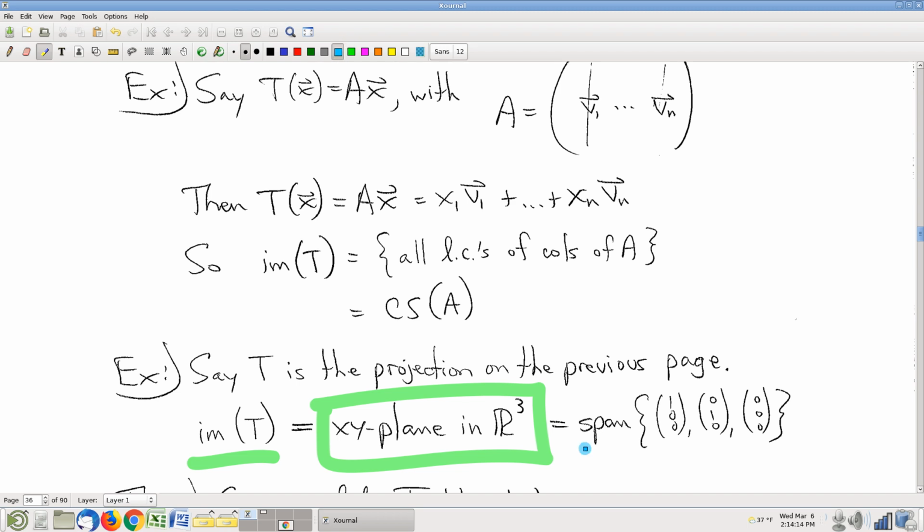This is the span of the column vectors. The column vectors of the matrix on the previous page being these, right? So, 1, 0, 0, 0, 1, 0. That's these two vectors. The third vector is the 0 vector. That doesn't contribute anything to the span. So the span of these two vectors, the column space of the matrix, in other words, you can directly see is the image of the linear transformation.